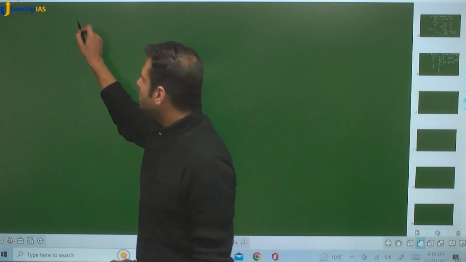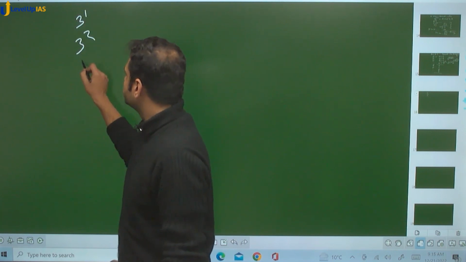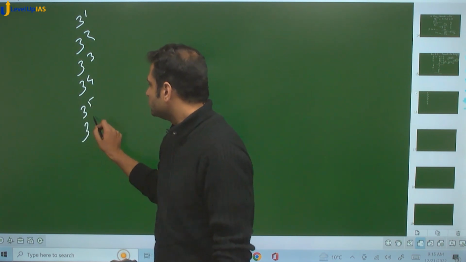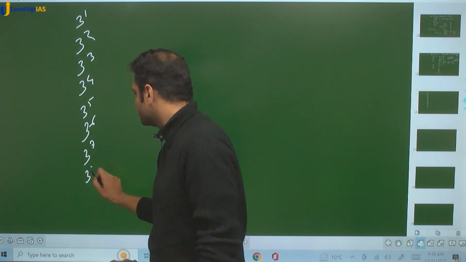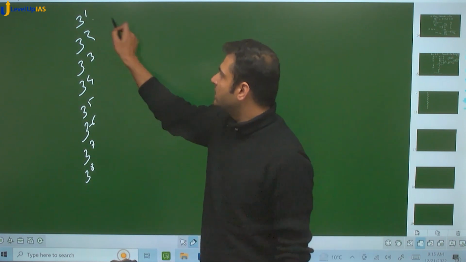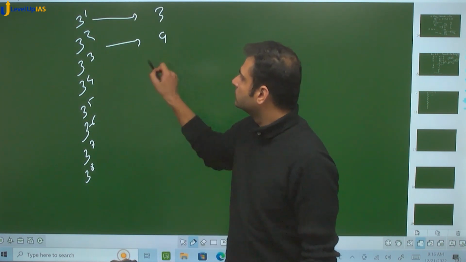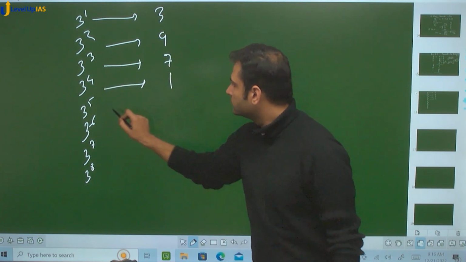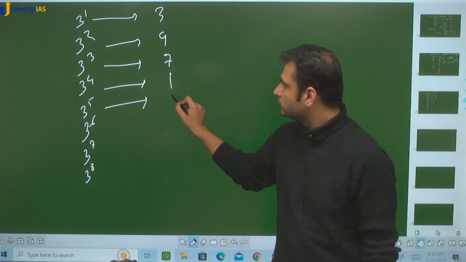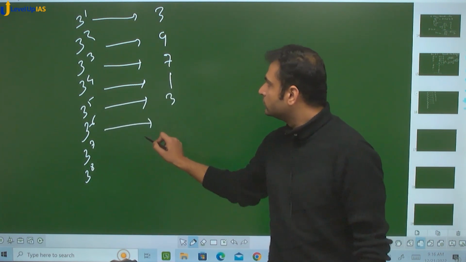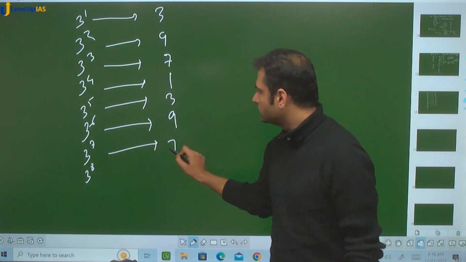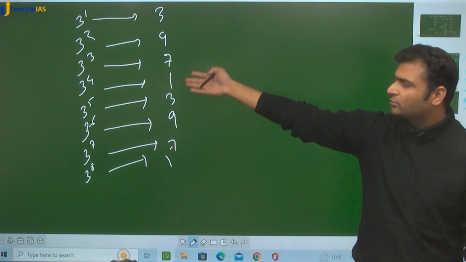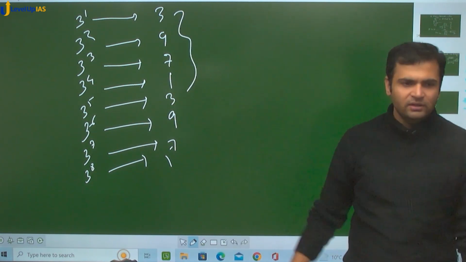Tell me first few powers of 3. Only units place. Tell me units place. 81. So you don't need to memorize this. Just write the first 4 powers. So this is the pattern. You'll understand. No need to memorize.